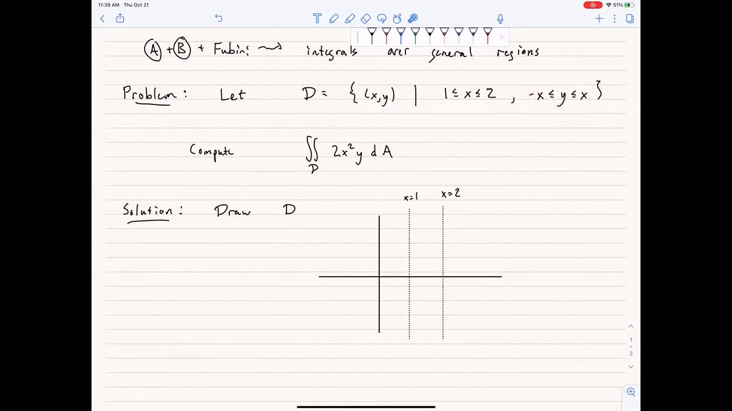So when they're actually equalities, we get the lines y equals negative x and y equals x. So y equals negative x is this line. And then y equaling x is sort of this line. Roughly. And so once we have all of that, we know what our domain looks like. We have this kind of picture.